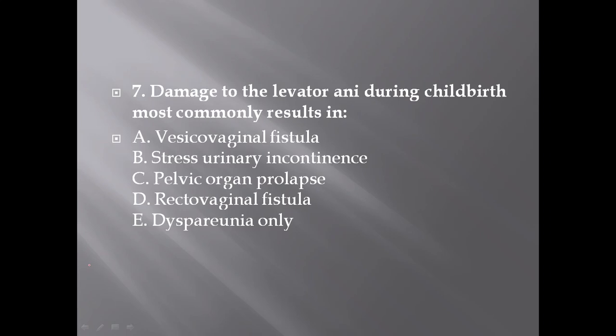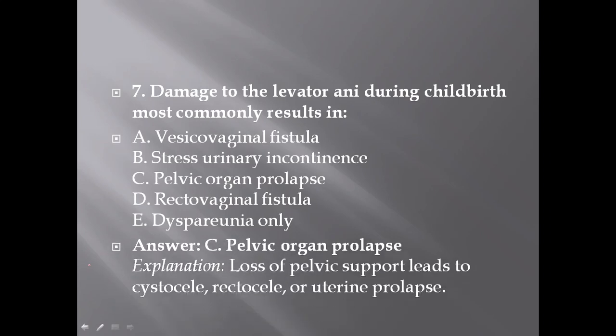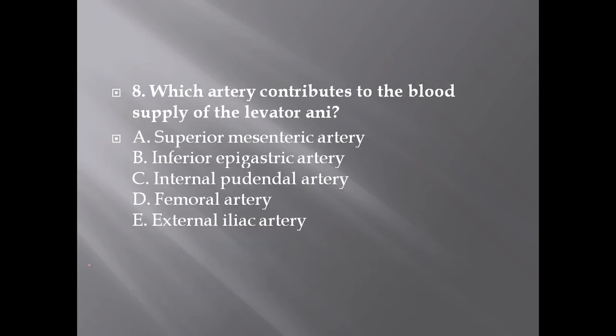7. Damage to the levator ani during childbirth most commonly results in A. Vesicovaginal fistula. B. Stress urinary incontinence. C. Pelvic organ prolapse. D. Rectovaginal fistula. E. Dyspareunia only. The answer is C, which is pelvic organ prolapse. This is because loss of pelvic support leads to cystocele, rectocele, or uterine prolapse.